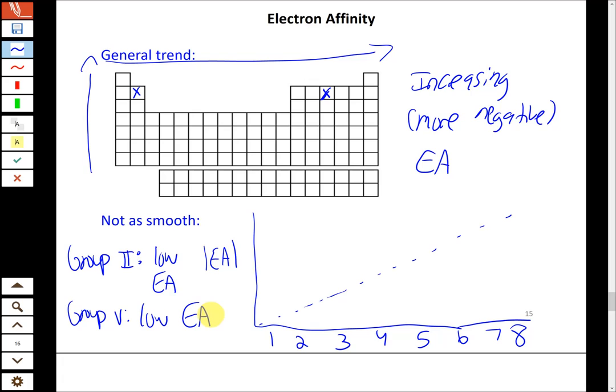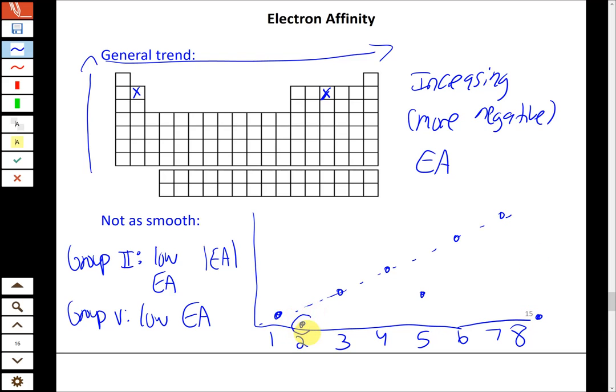Okay, so what that would look like then is that you have abnormally low electron affinity for group 2, abnormally low for group 5. They tend to be actually like positive numbers. And then you go up to group 6 and group 7. And then for group 8, they have basically no electron affinity because they're noble gases.